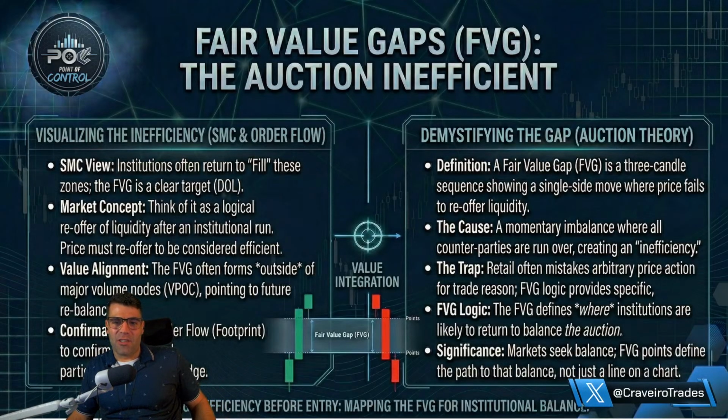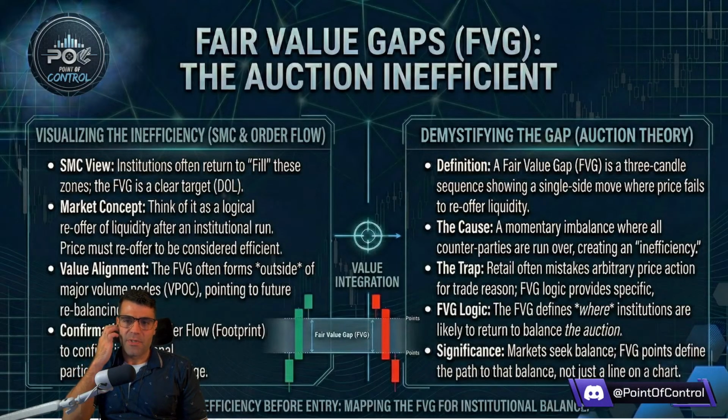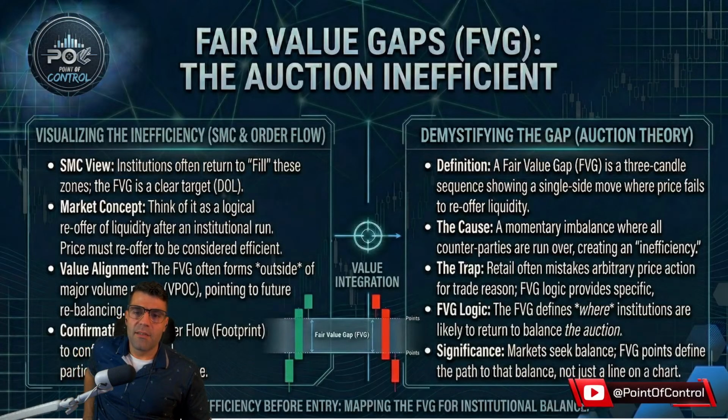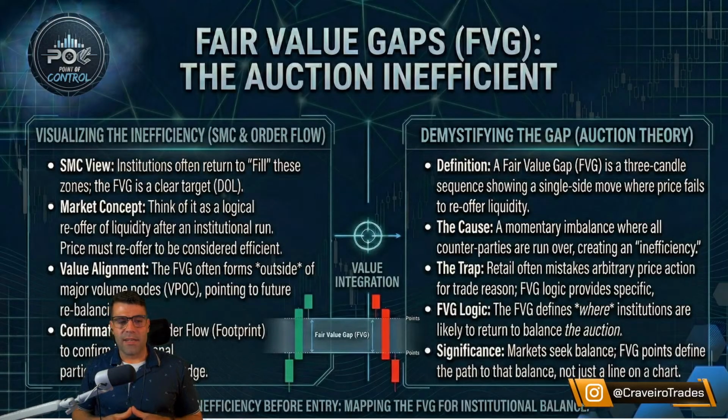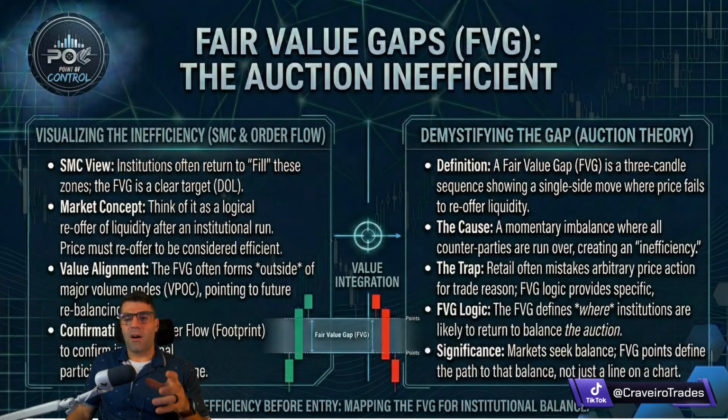Now think of it as a logical reoffering of liquidity after an institutional run. Price must reoffer to be considered efficient. Price in the market is always trying to be efficient. It is always trying to balance itself. Okay. That's why you see the tug of war. It is using market auction theory, meaning it is an auction. There are buyers and sellers coming to the table, and they are both aggressively going at what direction they want to see the trend continue. All right.